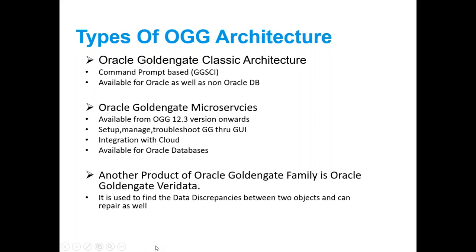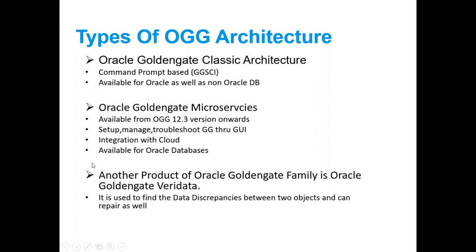So say for example, on source you have 10,000 records in a table. On target you have 9,000 records in a table. What Veridata can do for you is verify the data. Veridata is a product used to find data discrepancies between two objects, and it can repair them as well. Another thing is that Veridata is nowadays widely used for migration. Upon migration, organizations want to confirm whether their data is in sync or not, so they use Veridata to confirm that.